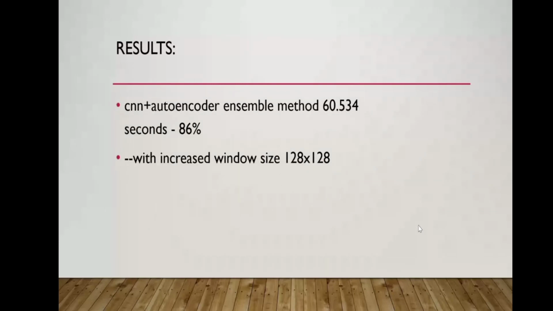Now the CNN plus autoencoder model took around 60.5 seconds and the accuracy is 86%. In this model, due to extensive memory usage, we increased the window size to 128 into 128.